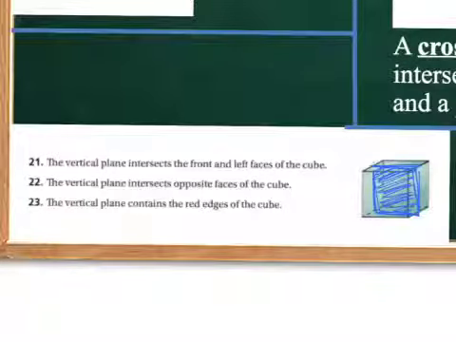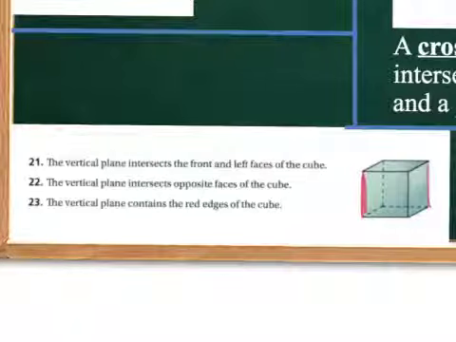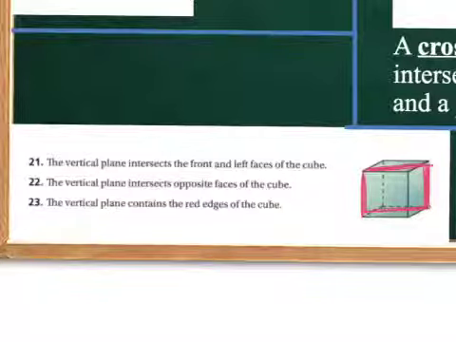And the last one, number 23, a vertical plane contains the red edges of the cube. Well, here we can see our red edges, and it's a vertical plane. This is going to be our cross section. And again, if it makes it easier to see, you can shade it, but just make sure it's visible where your cross section is.